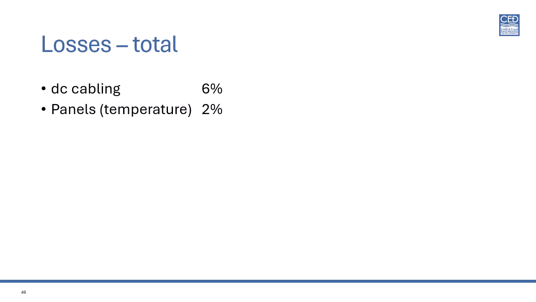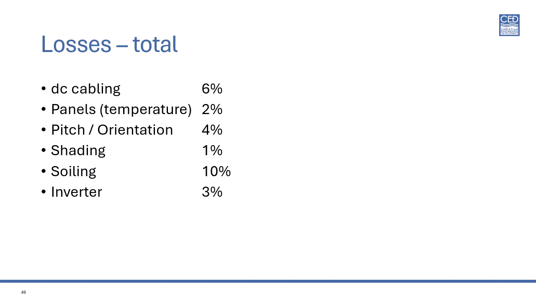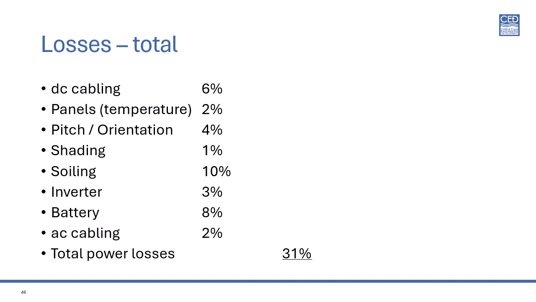Now if we multiply all these numbers together, we end up with a total loss of around 31%. Incidentally, those who are observant and have tried adding these numbers together will realise that this list doesn't add up to 31, and that's because we're multiplying these percentages, so in fact it's 0.94 times 0.98 times 0.96, etc., etc.